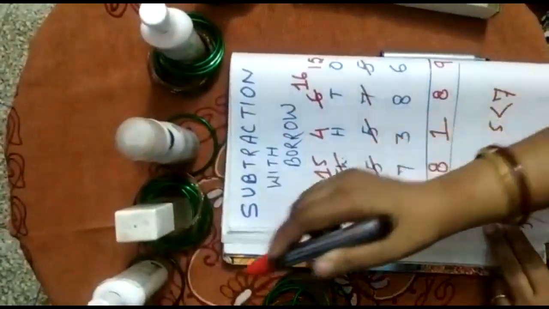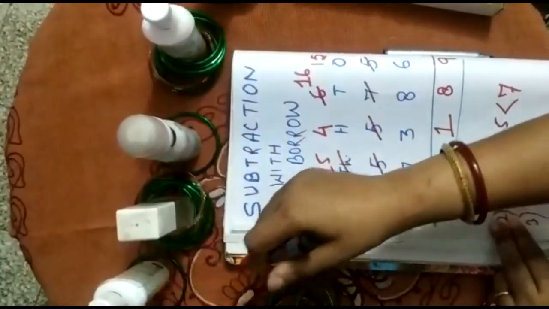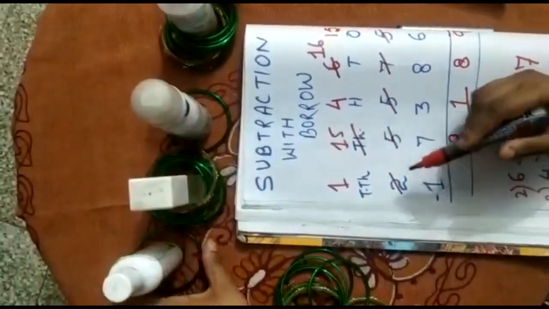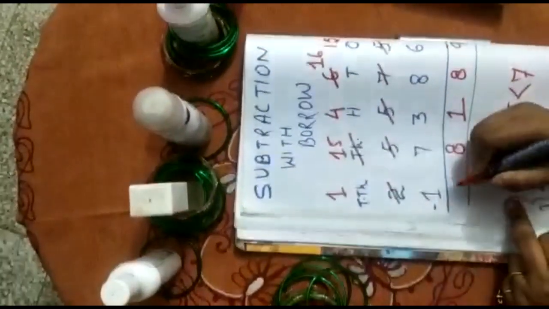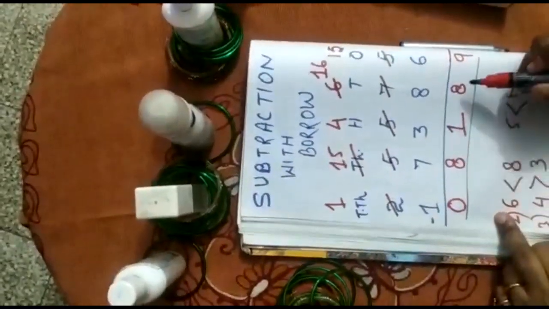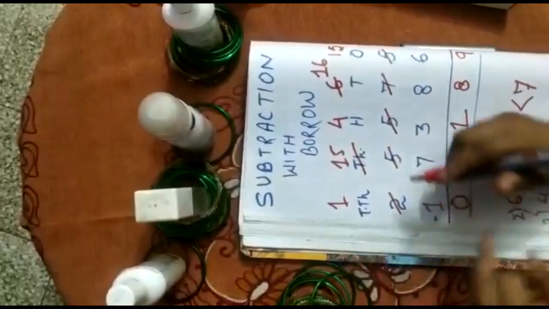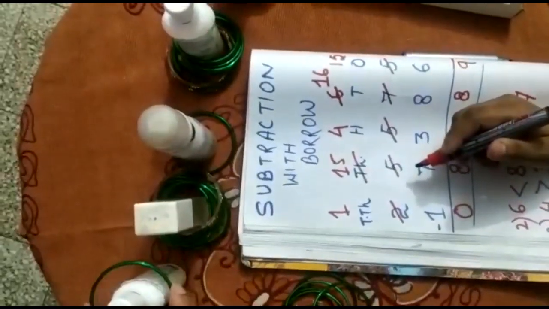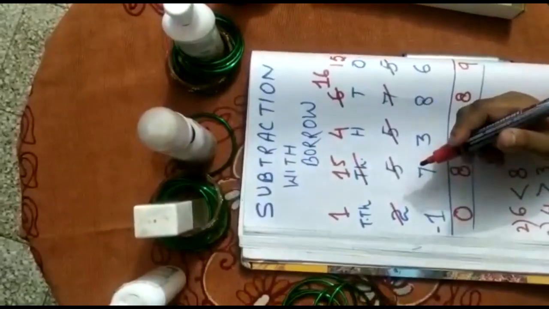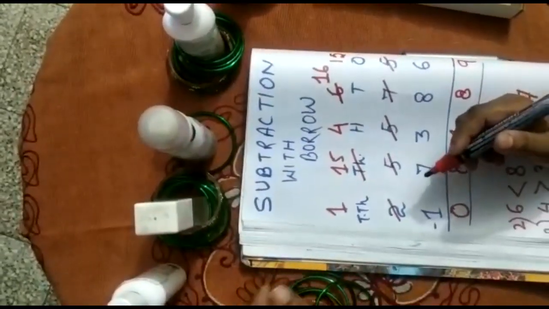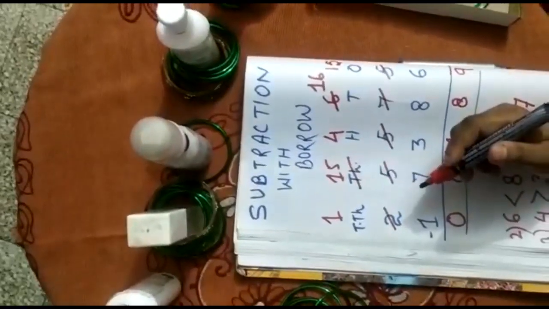Now come to the 10,000 column. This 1 ten-thousand is there. So I will subtract 1 ten-thousand from 1 ten-thousand, it will be 0. I'll take away 1 from 1, there is nothing left in the 10,000 column, so it will become 0.